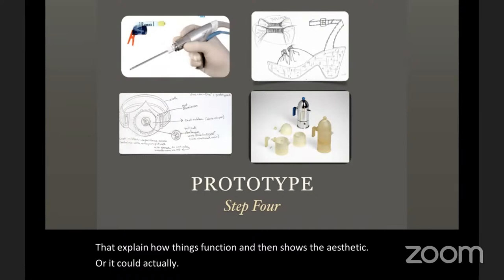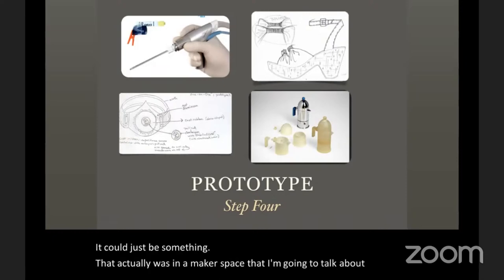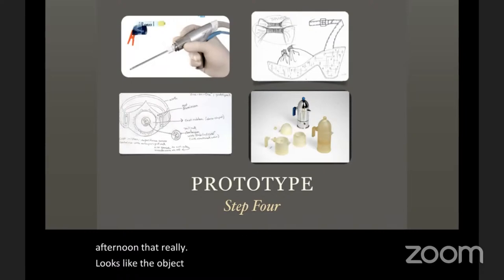It could be just a simple thing put together like you see in the upper left corner, you know, just objects together that could look like the actual final thing in the hand. It could just be something that actually was created in a makerspace that I'm going to talk about this afternoon that really looks like the object, the final object, and is functional.